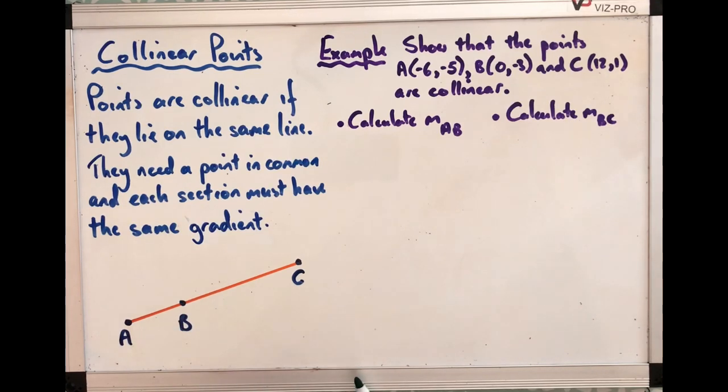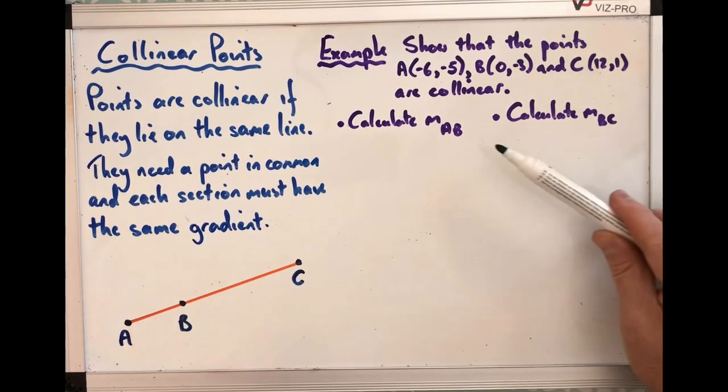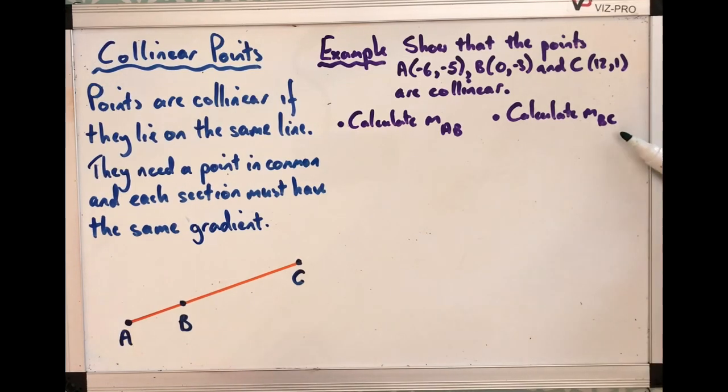Let's do an example. Show that the points A(-6, -5), B(0, -3) and C(12, 1) are collinear. The first step we have to follow is to work out the two gradients of the two line sections. So we're going to work out the gradient of AB first, then we're going to calculate the gradient of BC.